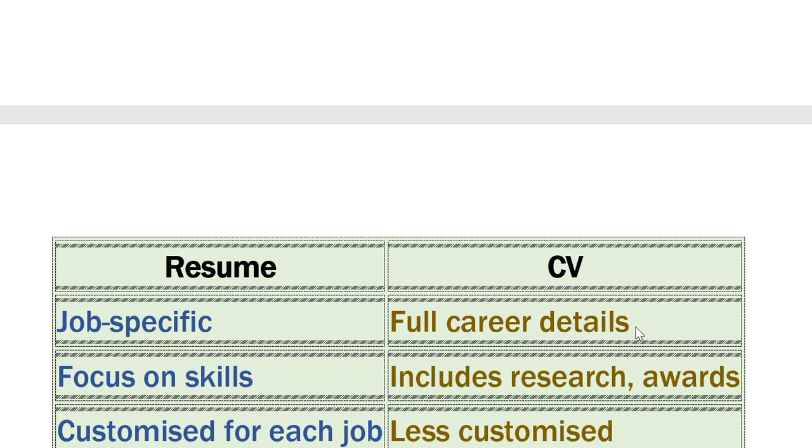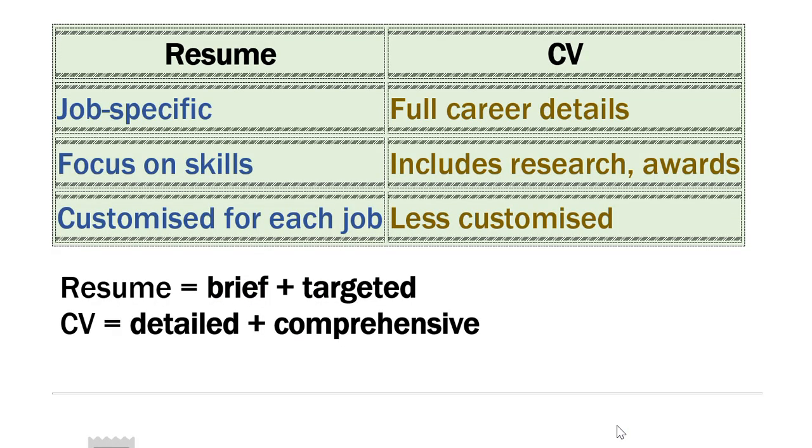And a resume always focuses on your skills. But a CV includes research, awards, etc. A resume is customized for each job, as I already mentioned, but a CV is less customized. These are the major differences between a resume and a CV.